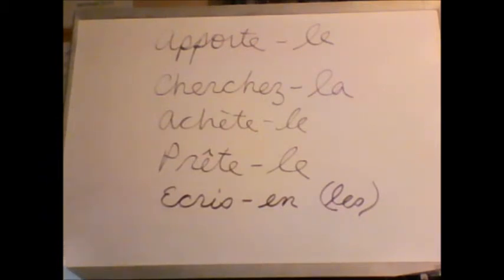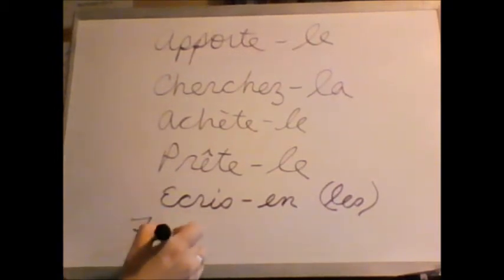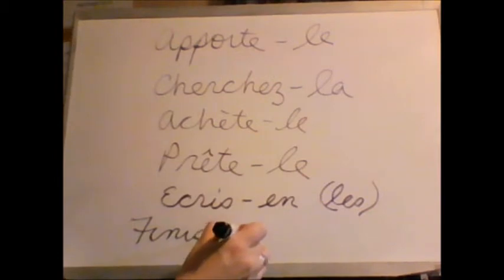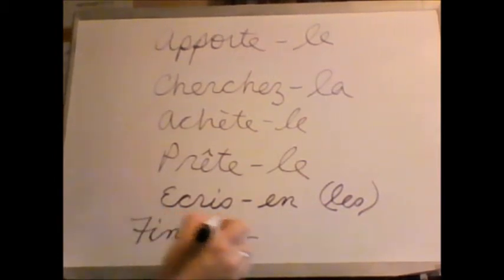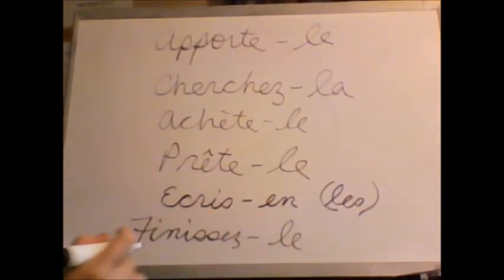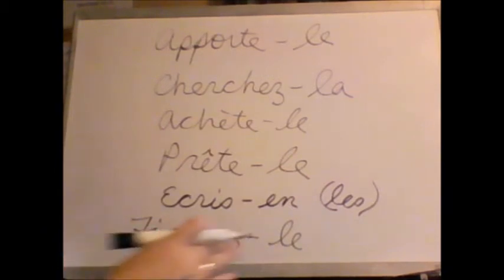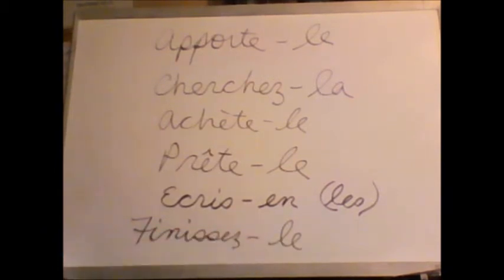Numéro 6. Nous devons finir notre travail. We must finish our work. And we want to say finish it. But we've got a new form there, so you know that they want us to answer in the vous form. Finir is a regular IR, so we need finissez. That's a Z. Finissez-le. Finish it. And that's le travail. Right?